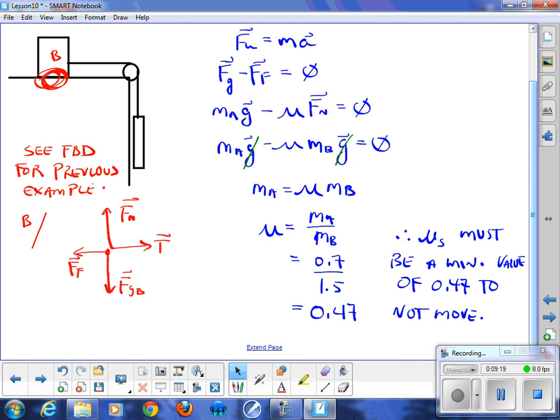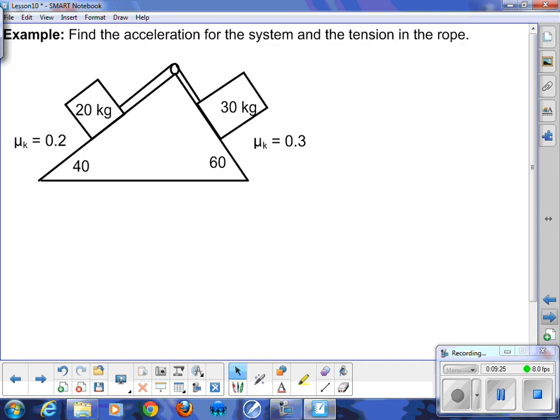It wasn't introducing a whole lot new, just taking a look that we can change the direction. Cables help us change the direction of applied forces. Now let's talk about something that's a little bit more to the point in today's note. So we're looking at finding the acceleration for the system and the tension in the rope. So starting with the free body diagrams.